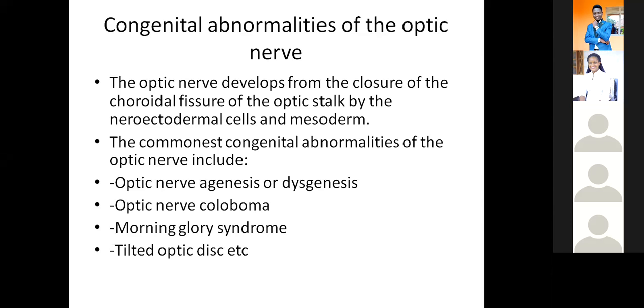You also have the nerve fibers spreading beyond the margin of the optic disc into the surrounding retinal tissues, giving you something like a flower in the morning, what's called morning glory syndrome. You can also have a tilted optic disc, where the disc is not flat at the back of the eye but is tilted to one side. All those are congenital abnormalities of the optic disc. Some of them affect vision, others don't, depending on the degree of the abnormalities.